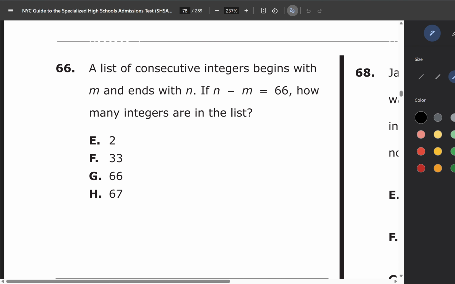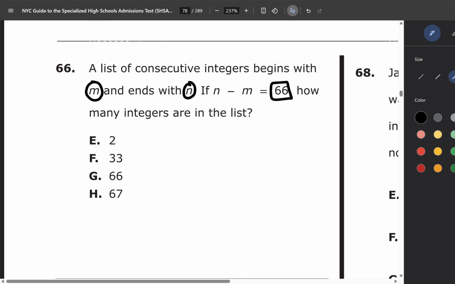All right, so question 66. A list of consecutive integers begins with m and ends with n. If n minus m is equal to 66, how many integers are in the list? Now, this is kind of more of a conceptual thing, to be honest.